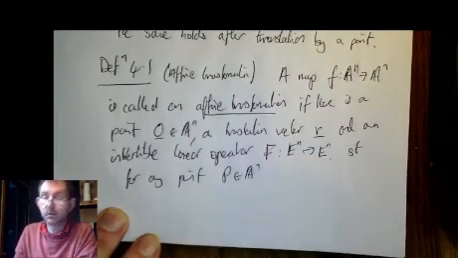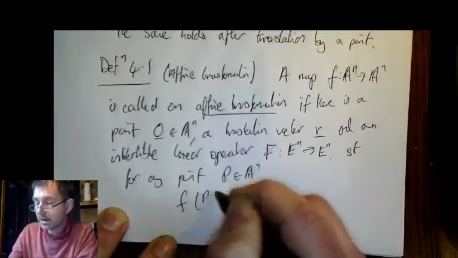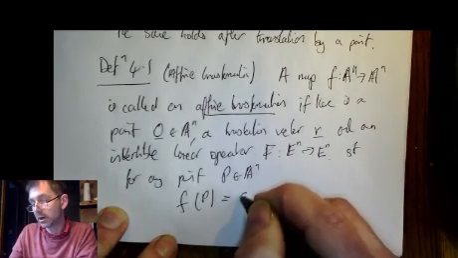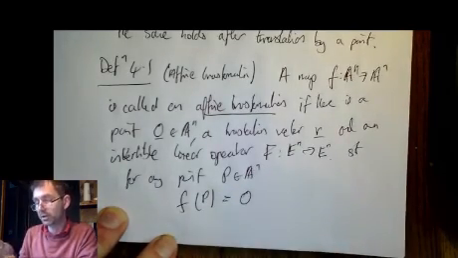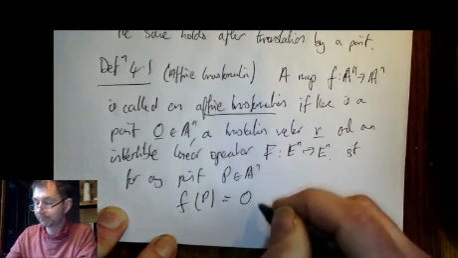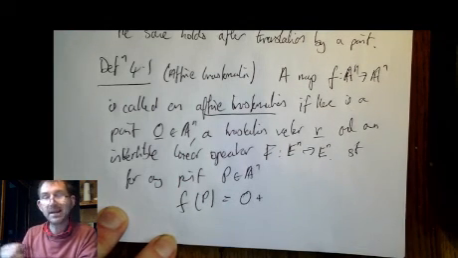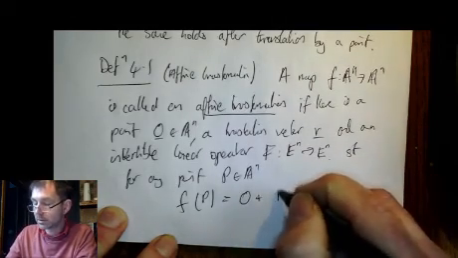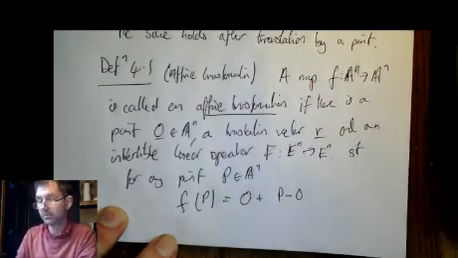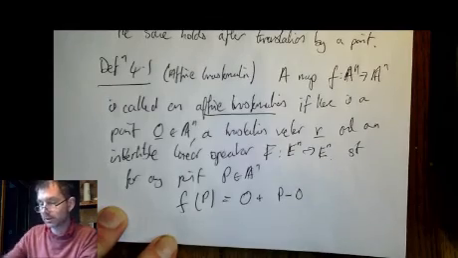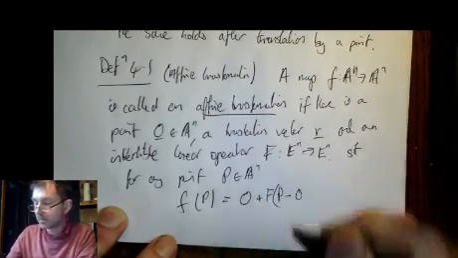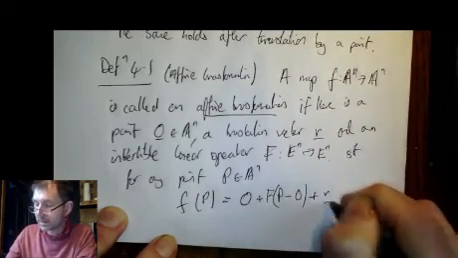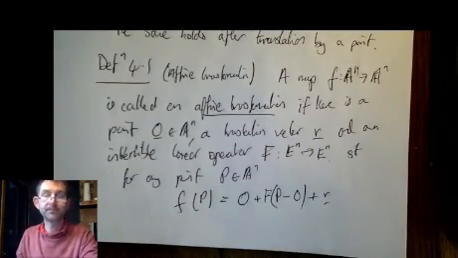in A^n, what does F do to P? F of P is just equal to, so we start at our origin, we work out where P is from the origin, so that's P minus O, a vector from the origin to P. We apply F to that, and then we translate by R.